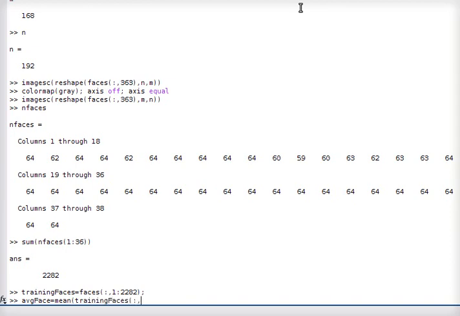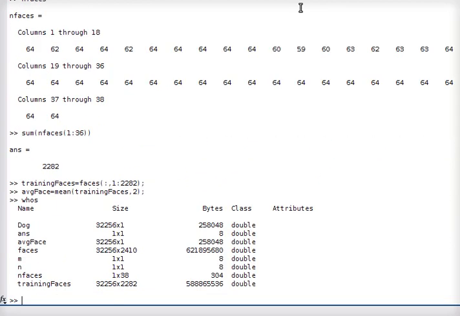But remember, there's two different directions you can go. We want to go in the second direction, right? And we can double check ourselves. Let's check whose average face. Is that a vector? Yes. So average face we see here is 32256 by 1. So we know that that's an image. And so just to check that, let's go ahead and do image scale, average face.